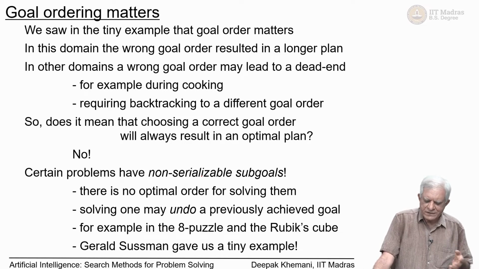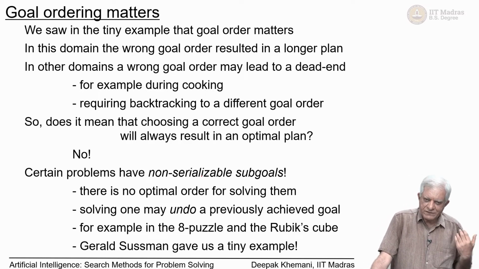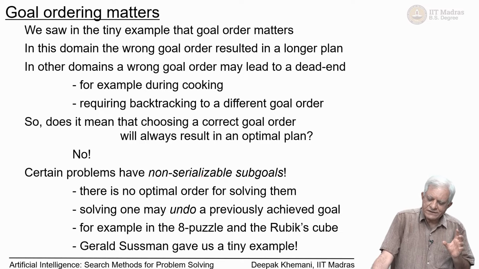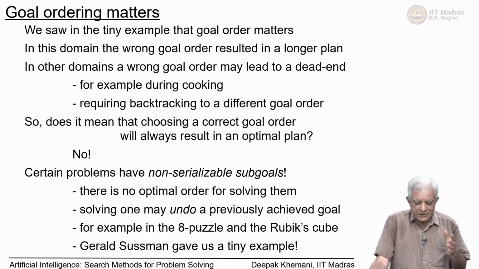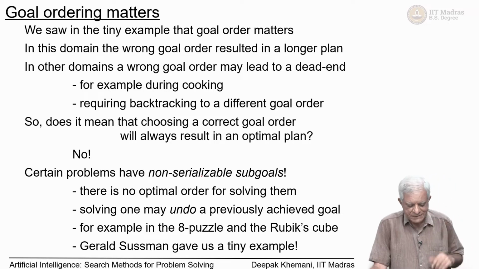We saw that in the wrong choice of goals for the small problem: we achieved first on A B, then we achieved on B C, but that undid on A B. So, we had to attempt it again essentially. But for that problem there was a correct goal order, which was to first solve on B C and then solve on A B. What Gerald Sussman showed us was that there are problems where there is no correct order, and by that we mean that there is no correct order which will give us an optimal plan essentially.